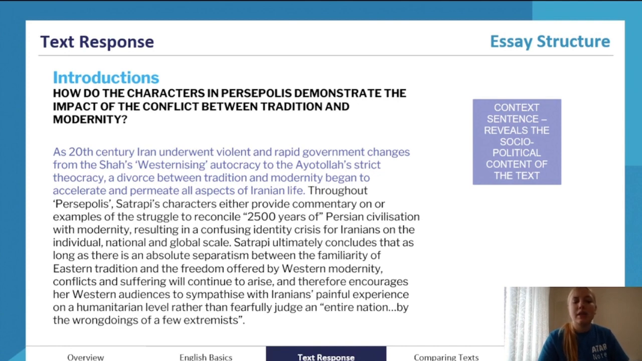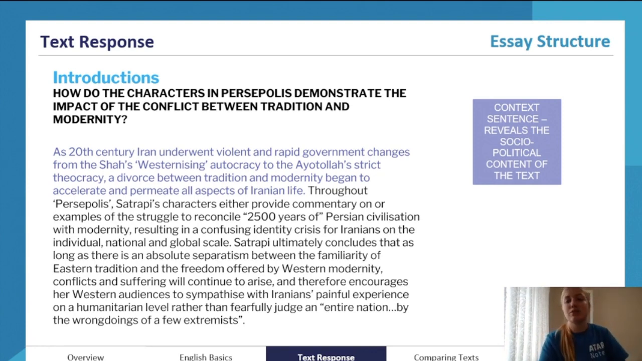How do the characters in Persepolis demonstrate the impact of the conflict between tradition and modernity? First of all, we should establish whether there is a conflict between tradition and modernity, how it's expressed, and how it affects characters. And we need some kind of counter argument in response to that, such as a potential resolution to this conflict, a suggestion for that.